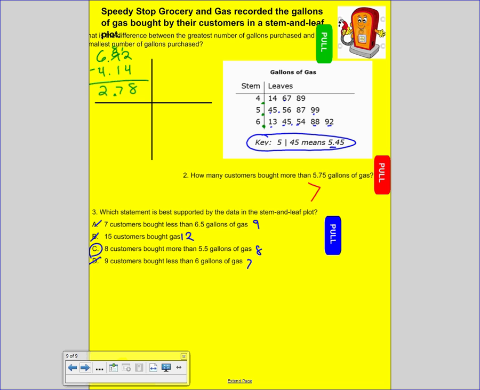Alright, so that's stem and leaf plots. Basically, it's like our place value charts and a key. If you have any questions, please write them down on your whiteboard and bring it to class.